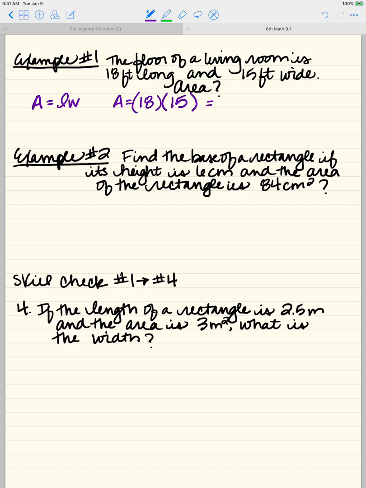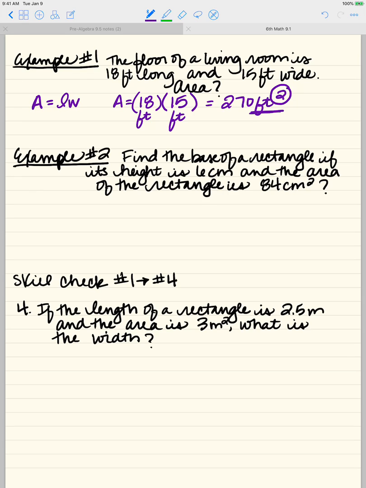I'm giving you permission to use a calculator. 18 times 15 is 270 feet squared. Units absolutely matter when we are talking about area. If you do not put your units, you will miss points, okay? Because we have 18 feet times 15 feet, we end up with feet times feet. That gives us feet squared. If you do not include the squared in your area dimensions, you will be wrong, okay?